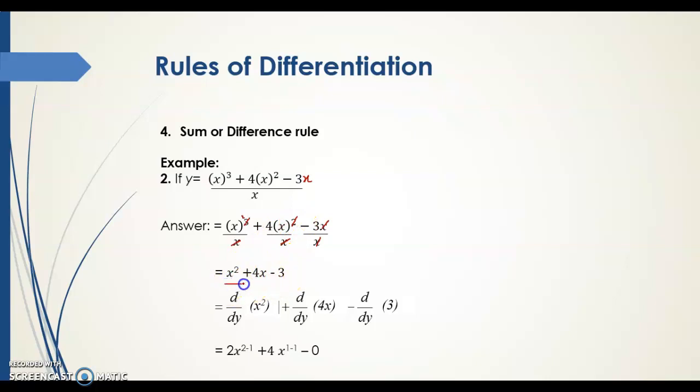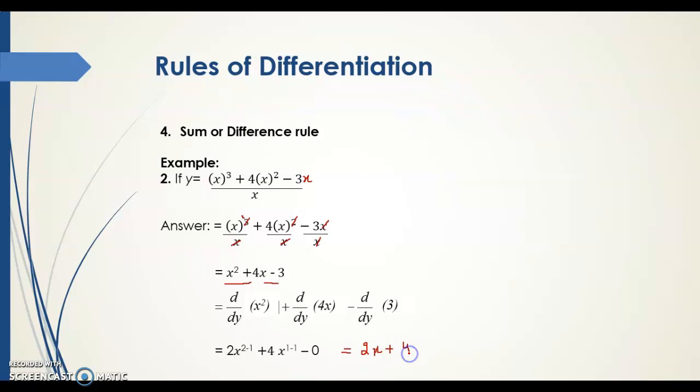Now this is addition and this is subtraction. So you'll calculate the differentiation of these individual functions and then simply add and subtract. For the first function, the derivative of x square is 2x. Then the derivative of 4x is 4 and the derivative of a constant is 0. So 2x plus 4 is your answer.